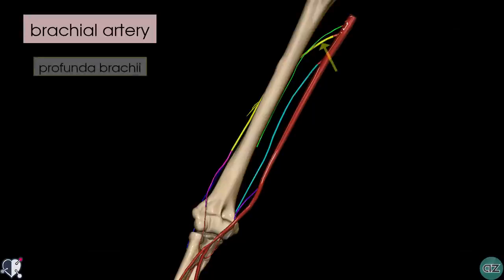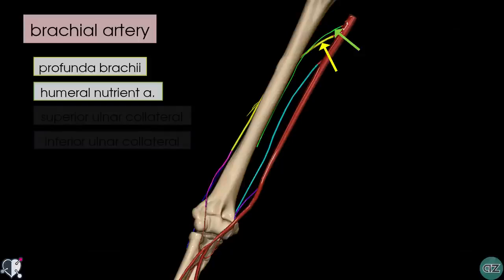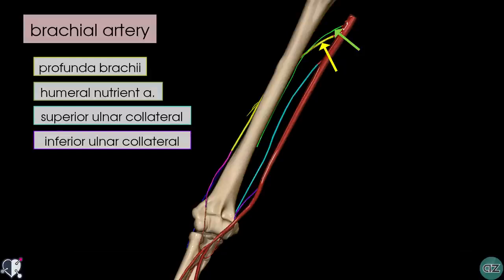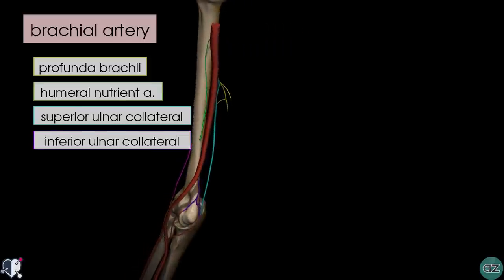You've got the profunda brachii artery, which is highlighted in yellow. This is the deep artery of the arm. You've got the nutrient artery to the humerus, and you can see this in green. And then you've got the superior and inferior ulnar collateral arteries. So you can see the superior ulnar collateral artery in light blue coming off superiorly from the brachial artery, and then the inferior ulnar collateral artery you can see here in purple coming off inferiorly.